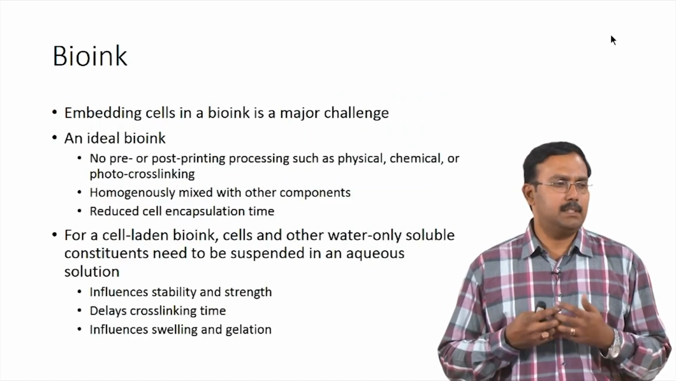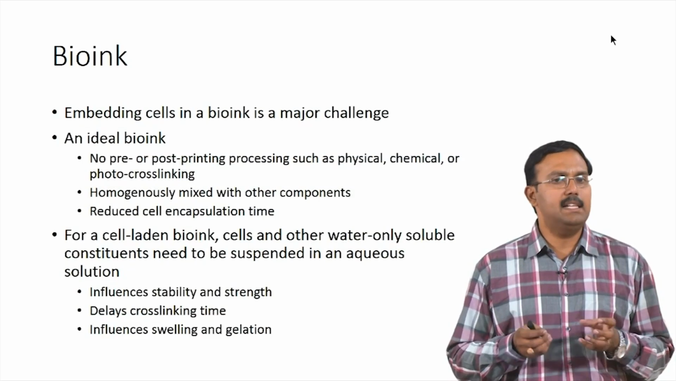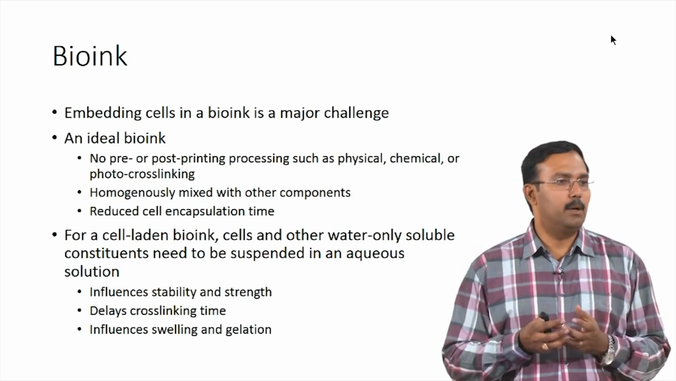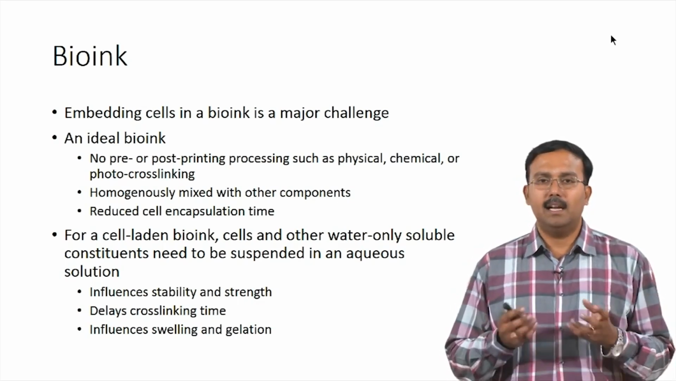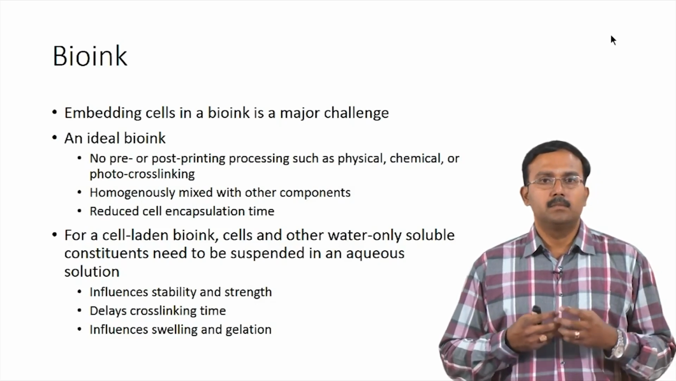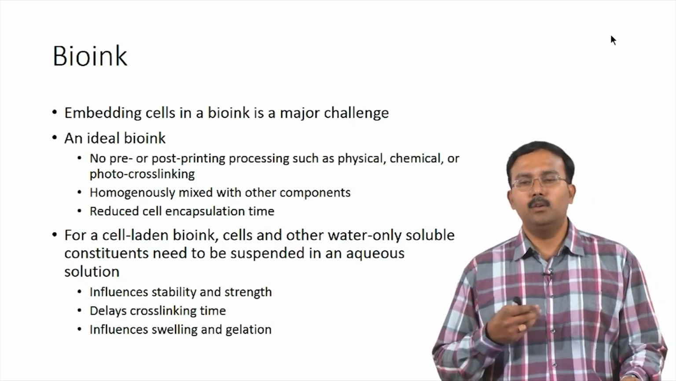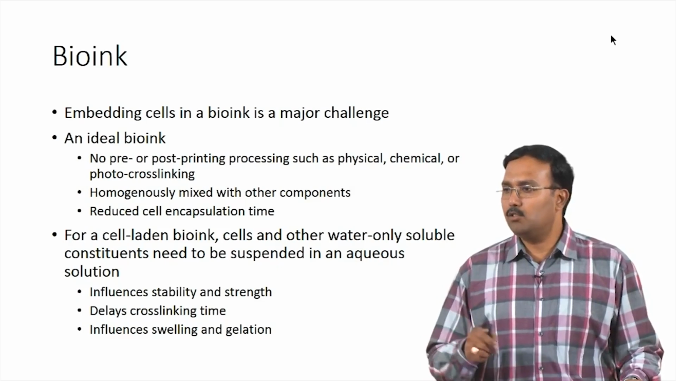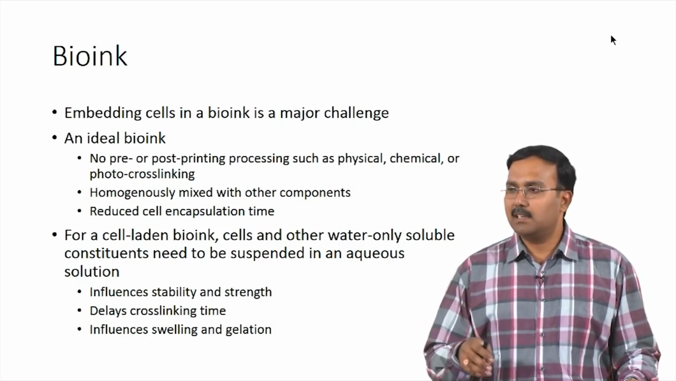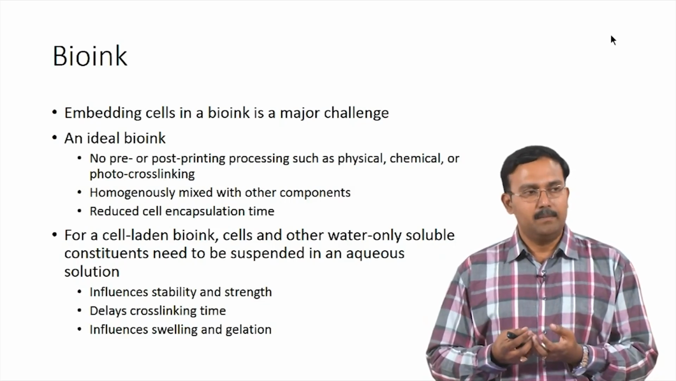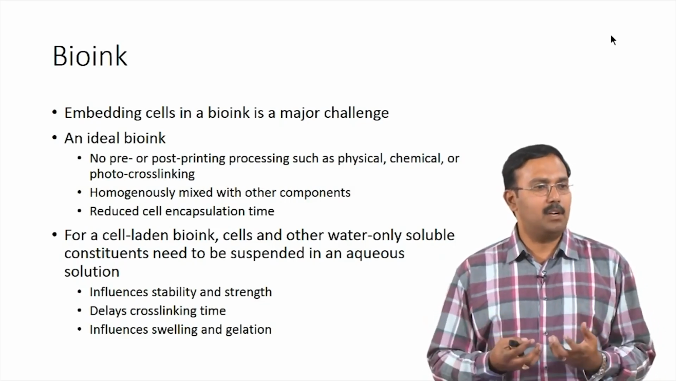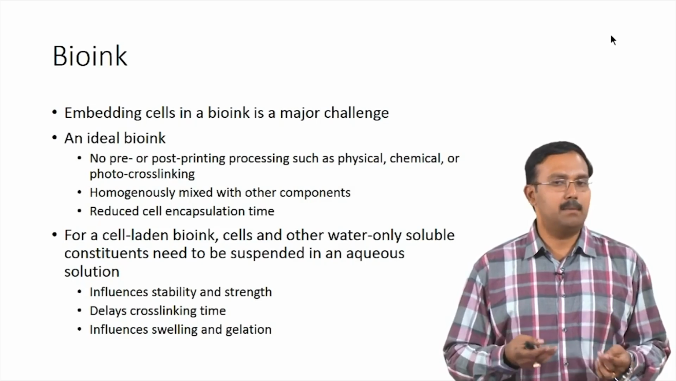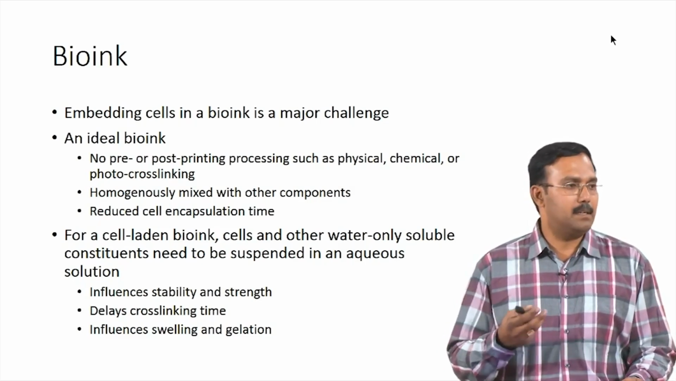So, in designing a bio ink, the major challenge is embedding cells into the bio ink, right. So, you need the cells basically encapsulated by the bio ink when it is being printed, and that can actually be a challenge. So, an ideal bio ink would require no pre or post processing after printing. You should not have to treat it with chemical agents to cross link or provide some physical stresses for it to cross link to form a solid structure. It should be able to form this kind of a solid structure while it is being printed. So, that is going to be a requirement for getting an appropriate 3D printed construct.